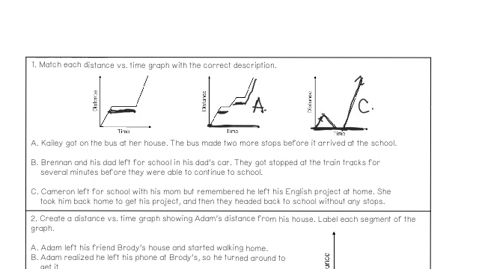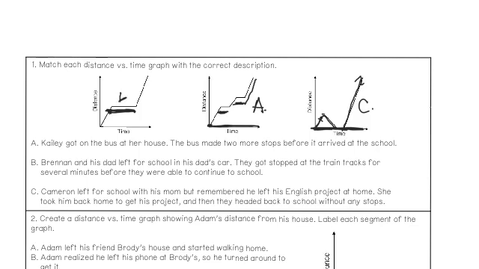Looking at B, sorry, the key to B is that they got stopped at the train tracks for several minutes. Remember, when we're at rest, we're stopped, whether we're sitting on a park bench or waiting for someone at a locker, the distance does not change from your origin spot. But time continues to move forward. Therefore, this straight flat line, this zero slope, represents a stop in distance. The activity is still going on because time's still ticking, but the distance from your original place isn't changing.